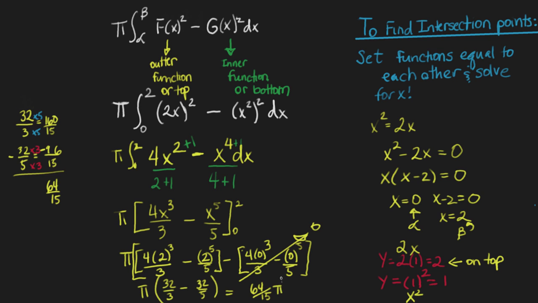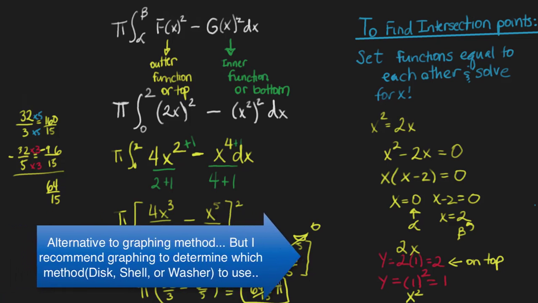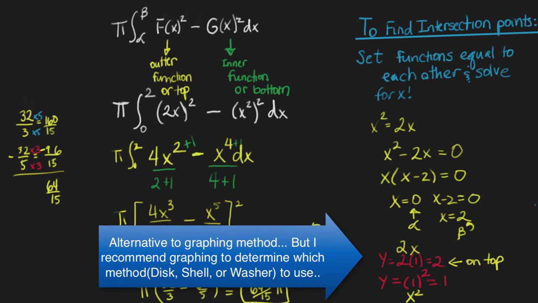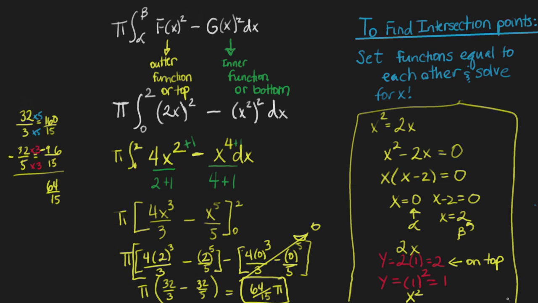So that's basically it for the washer method. The key is when we rotated it three-dimensionally, we got a hole in the middle. Without knowing these graphs somewhat, you're going to have a tough time determining whether it's the washer method, disk method, or shell method. So make sure you practice your graphing, but if you can visualize roughly what's going on in your head, combined with what's going on over here, you should be able to determine what's on top, the outer function, and what's on bottom, the inner function.